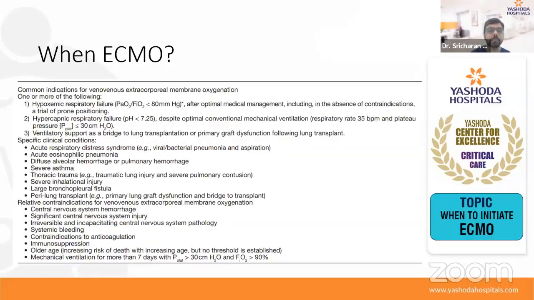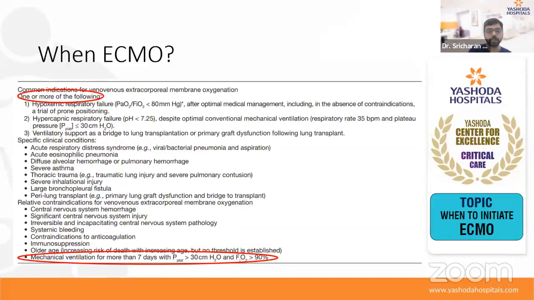Similarly, if it is hypercapnic respiratory failure, that is if the pH is less than 7.25 despite conventional mechanical ventilation. What they define as conventional mechanical ventilation strategies is that the respiratory rate should not be more than 35 breaths per minute, and the plateau pressure, or P plat, should be less than or equal to 30 centimeters of water. That is, it should not be greater than 30 centimeters of water.